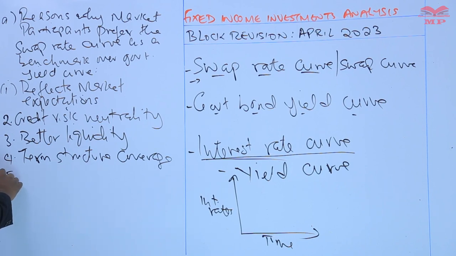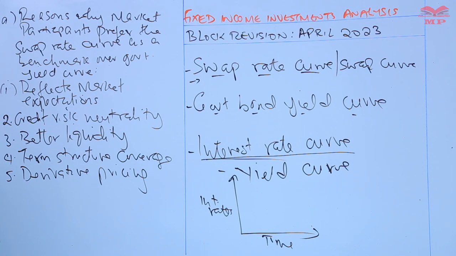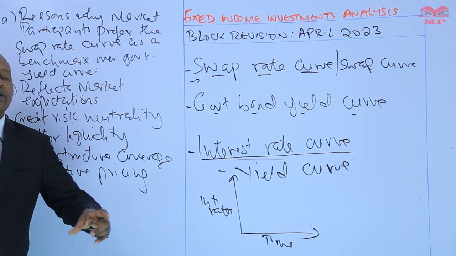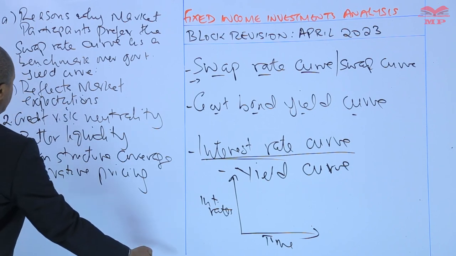Another advantage is associated with derivative pricing. Interest rate swaps are integral in derivative pricing and risk management activities for many financial institutions. So using the swap curve as a benchmark aligns with the pricing. It also aligns with the hedging strategies employed by such institutions. And that's why market participants would prefer the swap rate curve as opposed to the government yield curve.